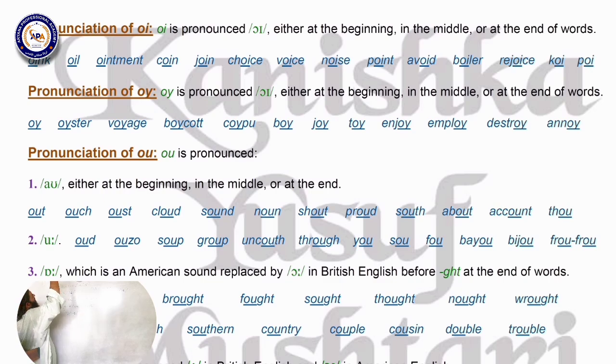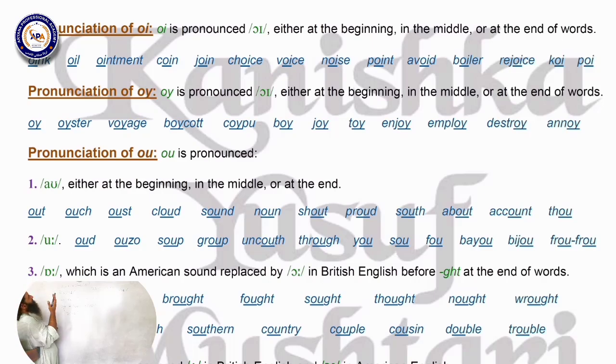They can be found either at the beginning, in the middle, or at the end of words. First, OI. At the beginning, like oink, oil, ointment, coin; in the middle, join, choice, voice, noise, point, avoid, boiler, rejoice; and at the end, like koi. So now what happens? People mostly pronounce I.